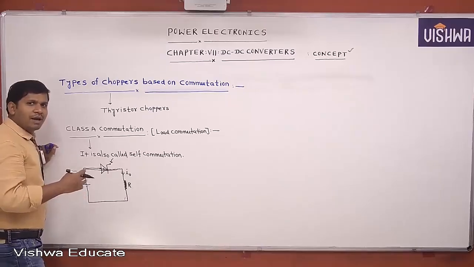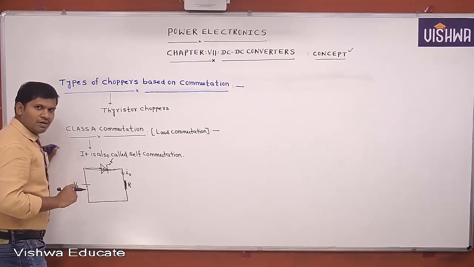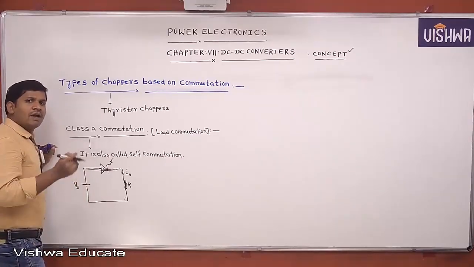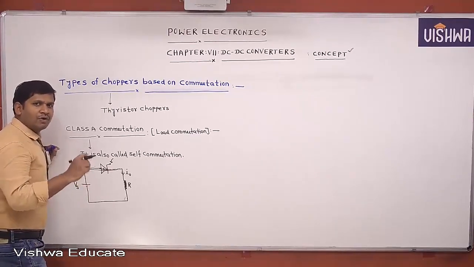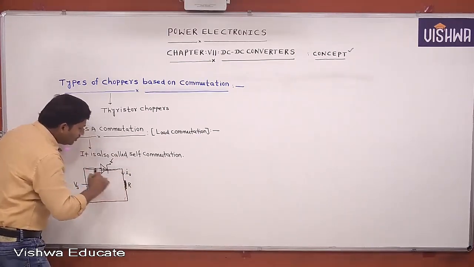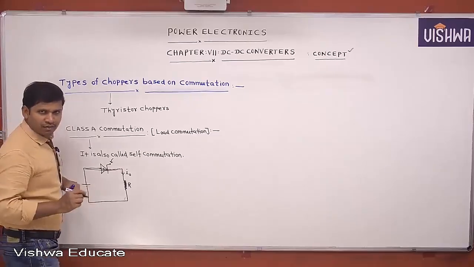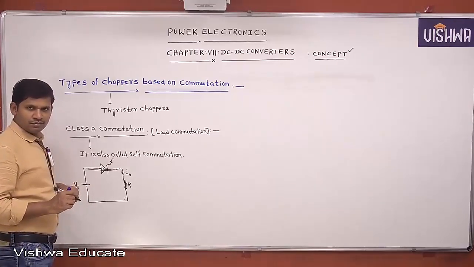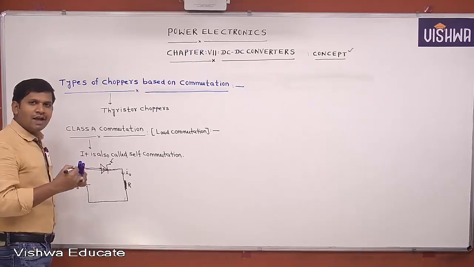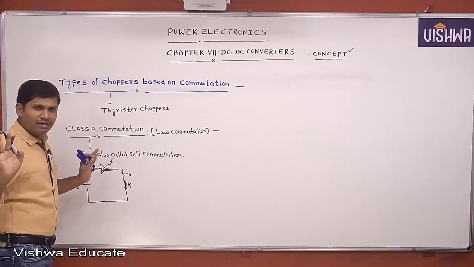In an underdamped RLC circuit, the nature of the current is sinusoidal oscillation. Because of the sinusoidal oscillations, based on the L and C elements, at a particular instant the current is 0. When the current in the circuit is 0, the current in the thyristor is also 0, then the thyristor will be turned off. Understood? That is the idea behind developing class A commutation or load commutation. Understand the concept I am telling here?